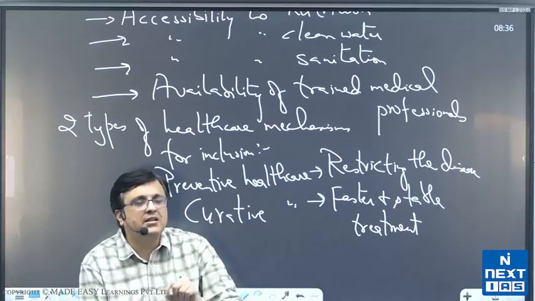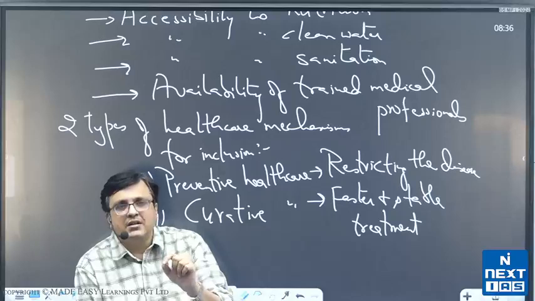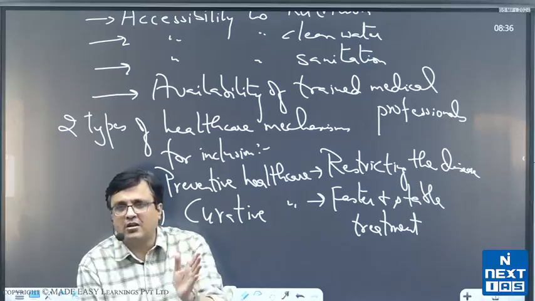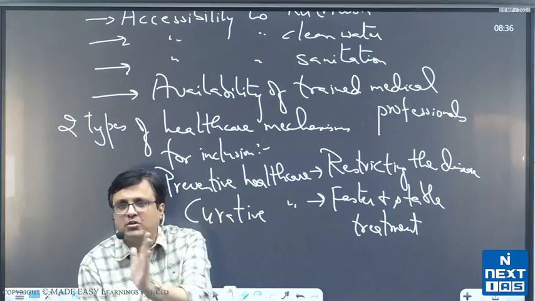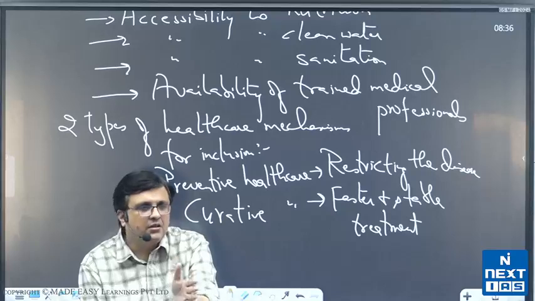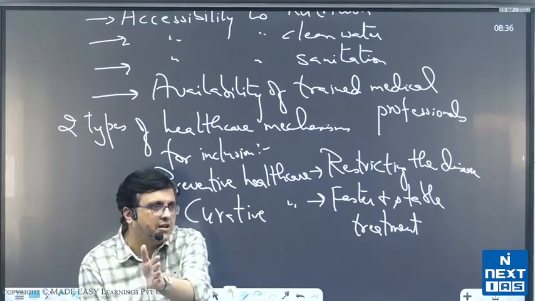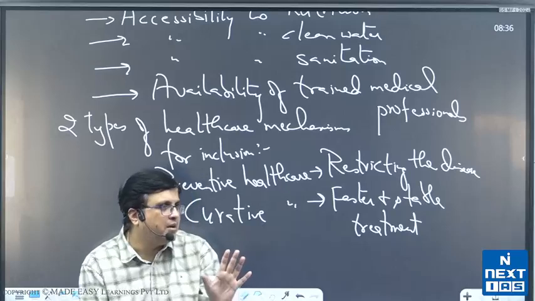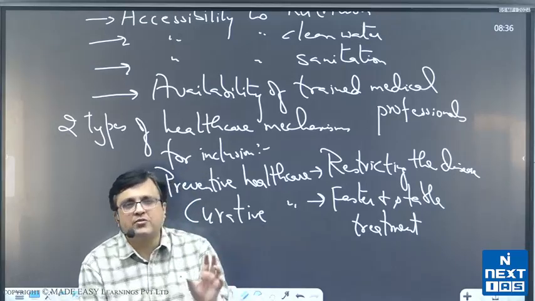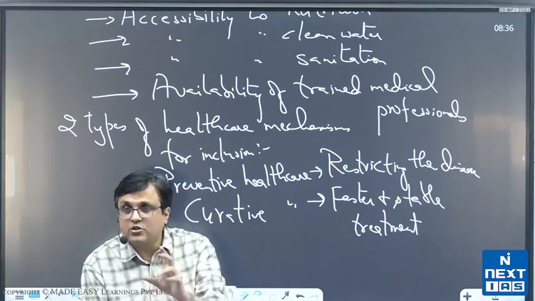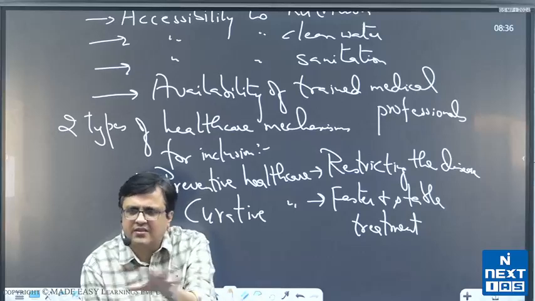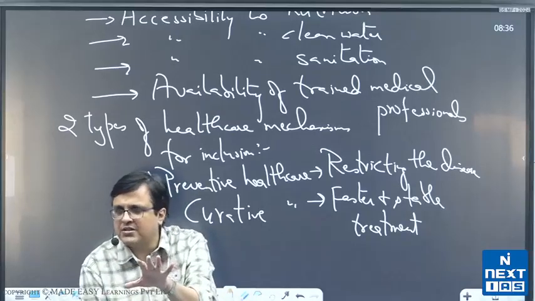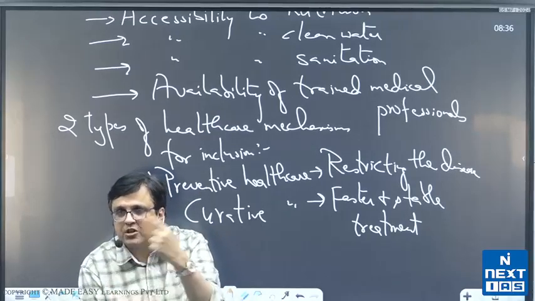I'll tell you why I say that. WHO says that the ideal doctor to population ratio is 1:1000. That एक डॉक्टर पे 1000 अगर पॉपुलेशन है तो आपको कम से कम इतना चाहिए आपके पॉपुलेशन में. In India, that ratio is 1:1300. So that is not a major challenge. Okay, 1000 and 1300 are not that different from each other. But the challenge is dispersion of the doctors.